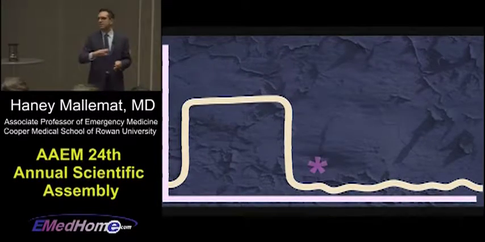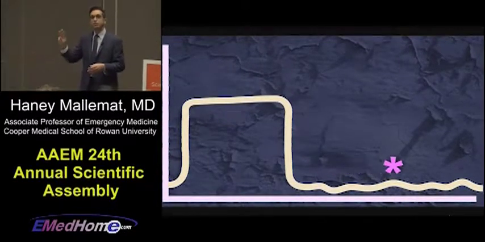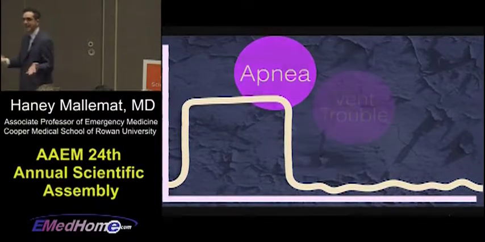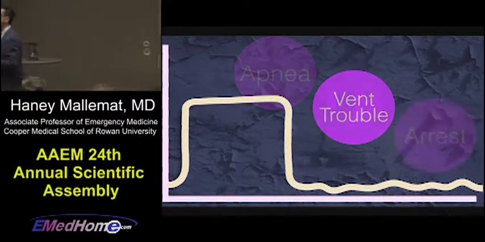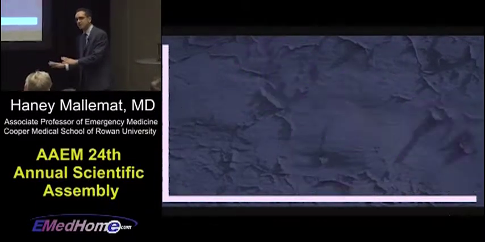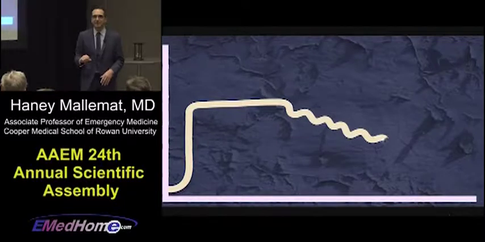Take a look at this waveform. Nice square waveform followed by flat line. This is one of three things. The first thing to think about is just simply the patient is apneic. The second thing is probably there's a problem with the ventilator circuit, or it could be a patient who has cardiac arrest, so you might want to go check a pulse on that person.